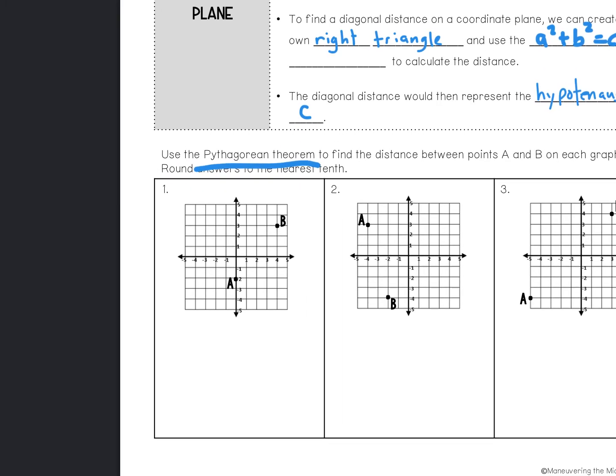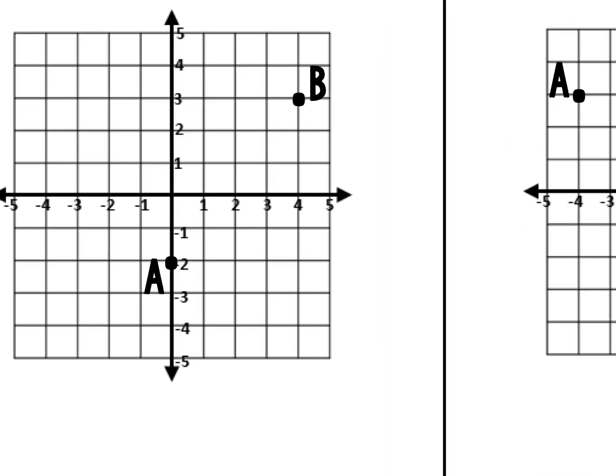Okay, so let's look at number 1, number 2, and number 3. So, if I want to find the distance between A and B, I first draw the line between A and B. The second step is to make the right triangle. So I go down and over. You could also go up and over, right? Either one is still a triangle, right? They're triangles. It doesn't matter which one you draw.